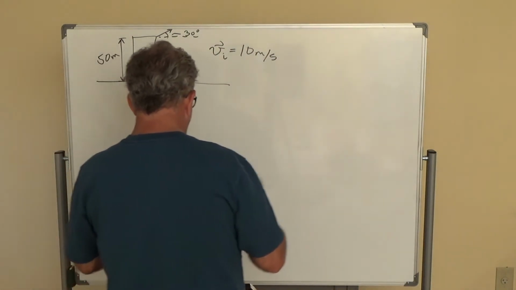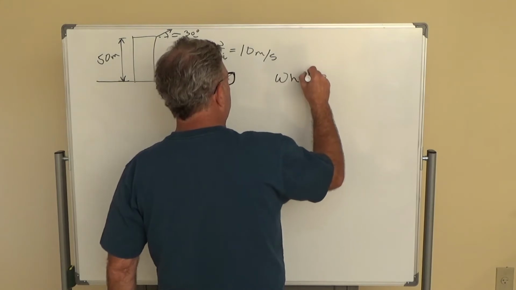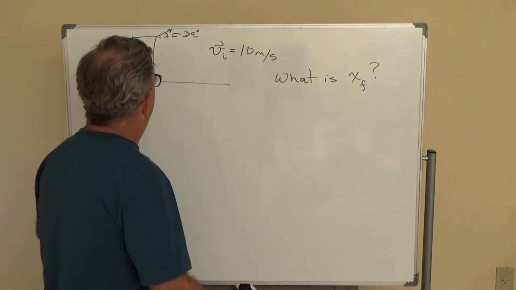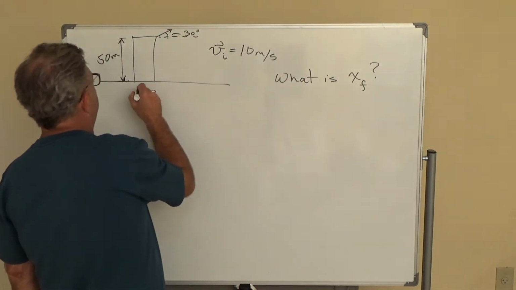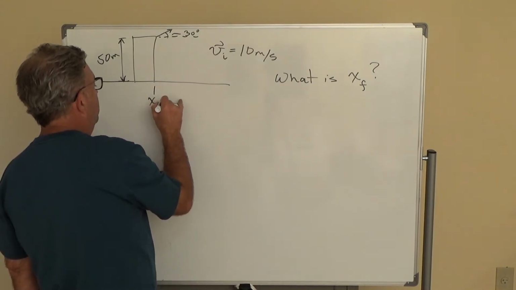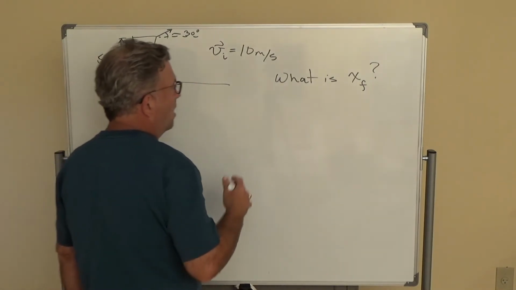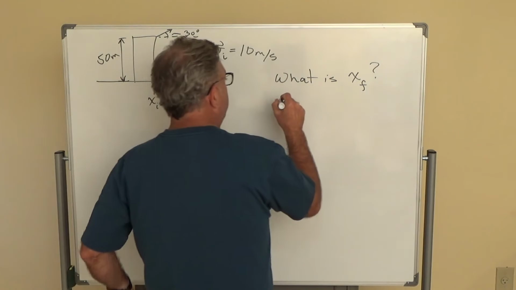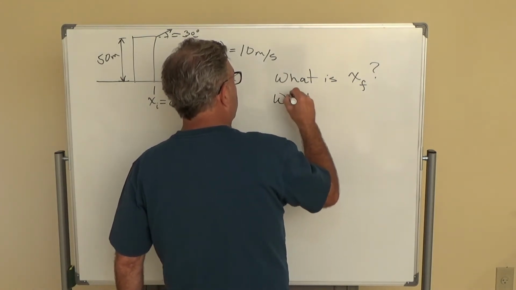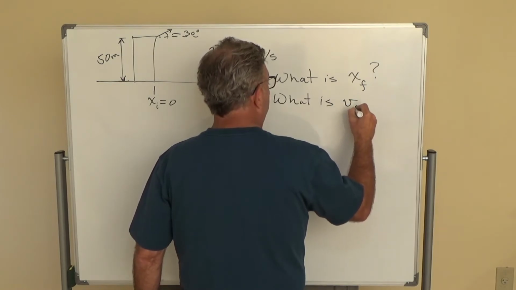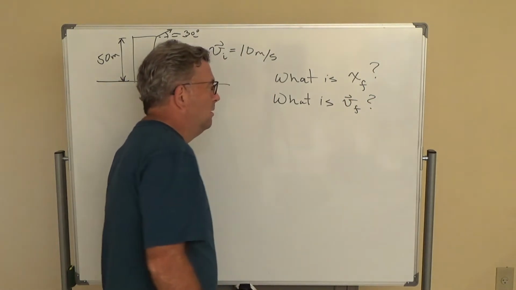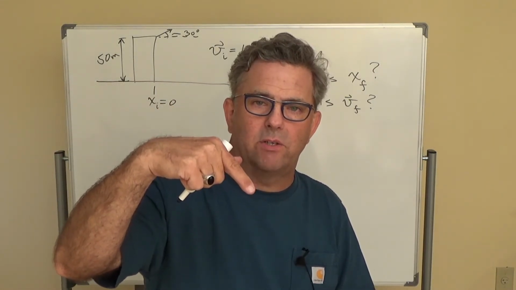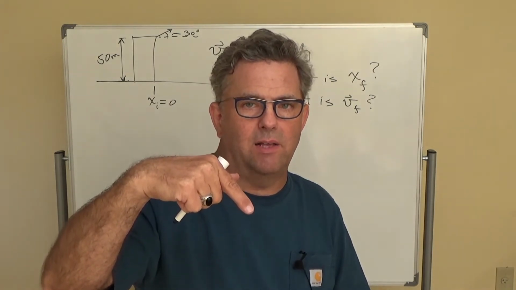Here's the question. What is x final? What is xf? So I want to know, based on this trajectory, if x initial is equal to 0, where does it land? What is V final? Meaning, just as it impacts the ground, just the instant before it impacts the ground, what's the final velocity?